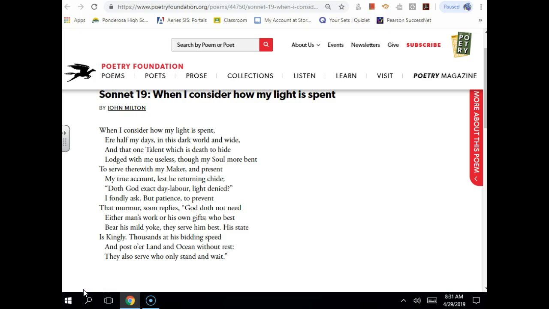Okay, so sonnet 19. When I consider how my light is spent, ere half my days in this dark world and wide, and that one talent which is death to hide, lodged with me useless, though my soul more bent to serve therewith my Maker, and present my true account, lest he returning chide. Doth God exact day-labor, light denied? I fondly ask, but Patience, to prevent that murmur, soon replies: God doth not need either man's work or his own gifts. Who best bear his mild yoke, they serve him best. His state is kingly. Thousands at his bidding speed, and post o'er land and ocean without rest. They also serve who only stand and wait.